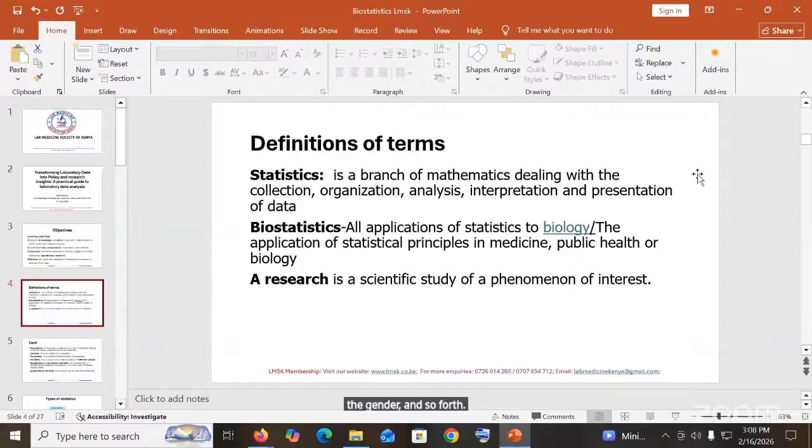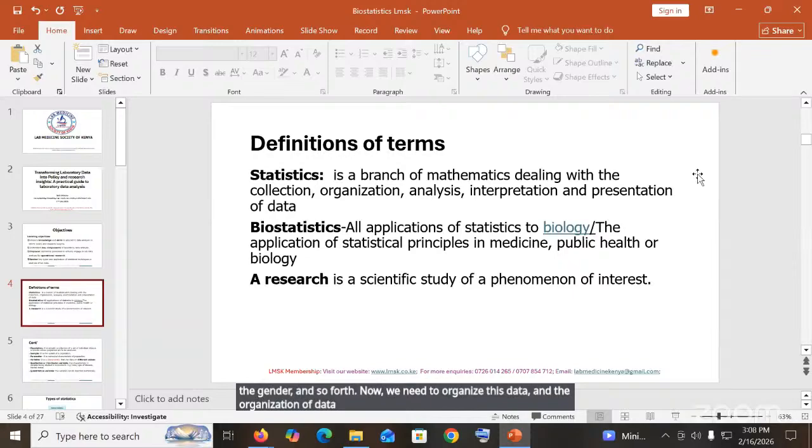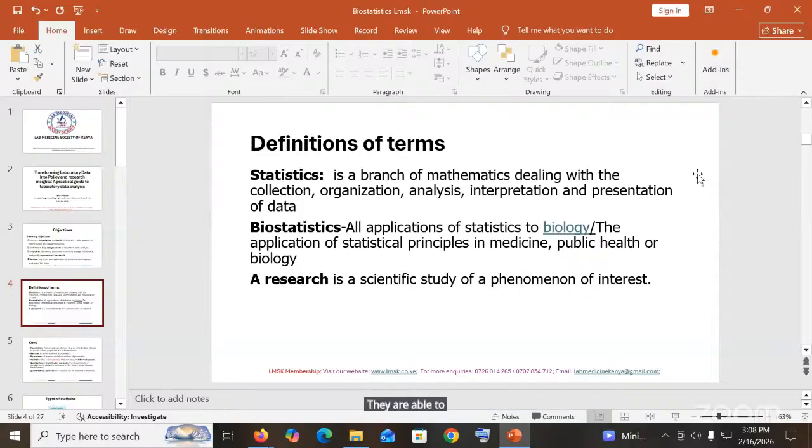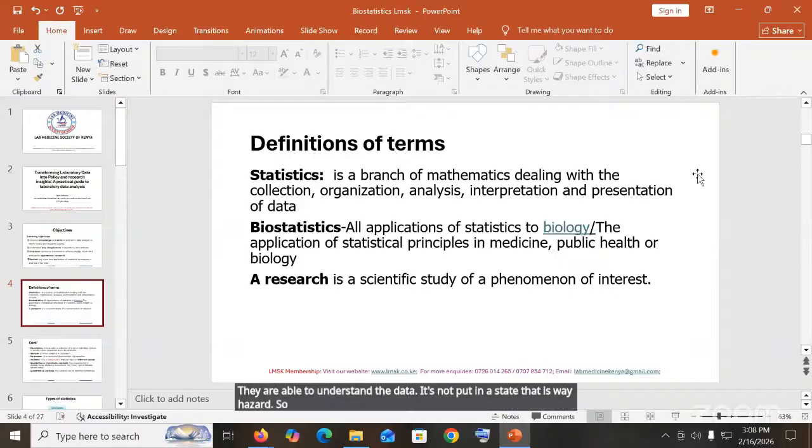Now we need to organize this data. The organization of data is, once you've collected it, you want to put this data in an organized way, so that when somebody has a glimpse of it, they are able to understand the data. It's not put in a state that is haphazard. So data has to be organized.